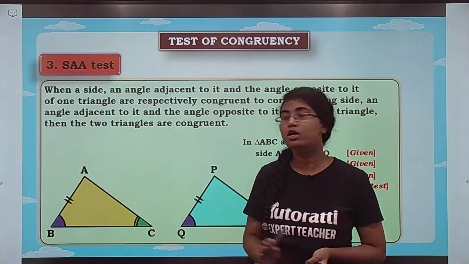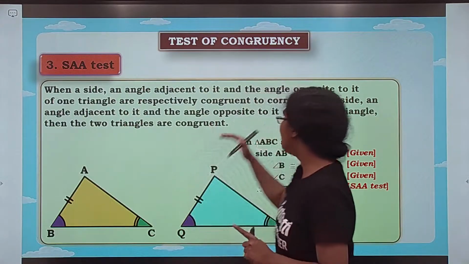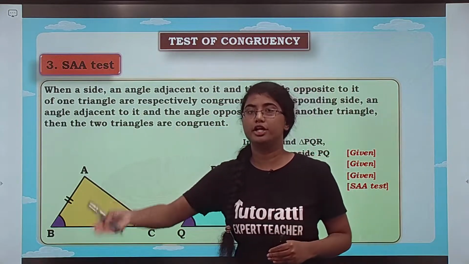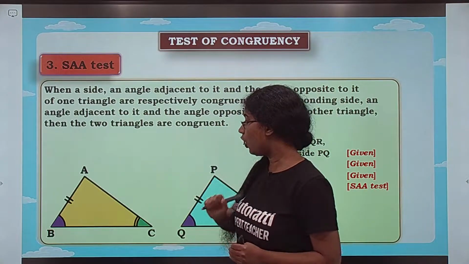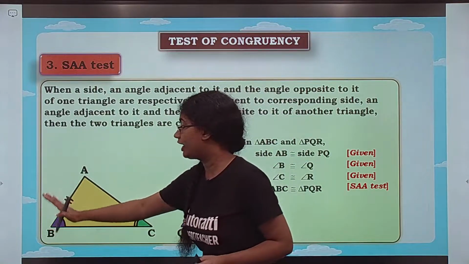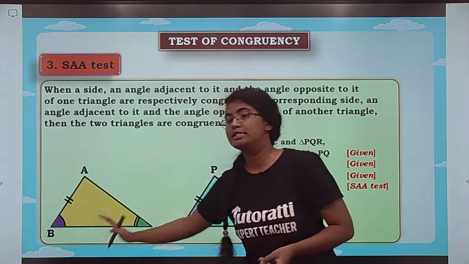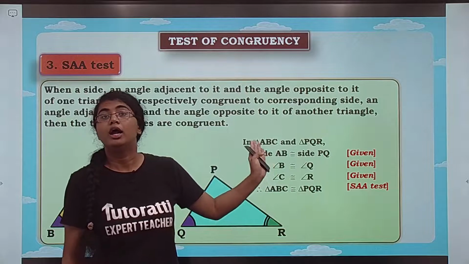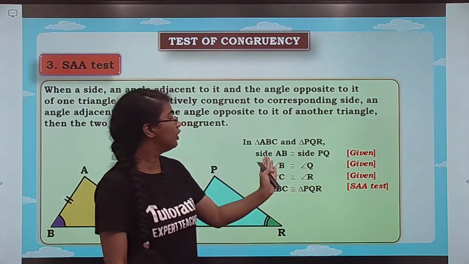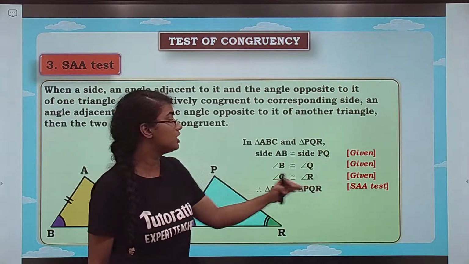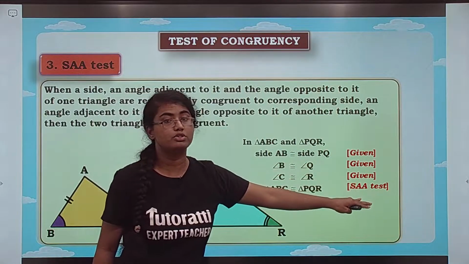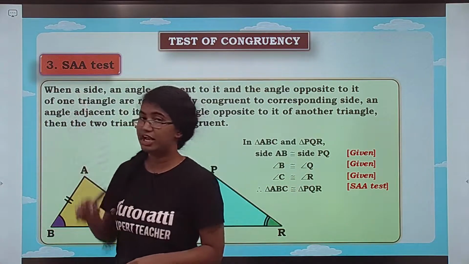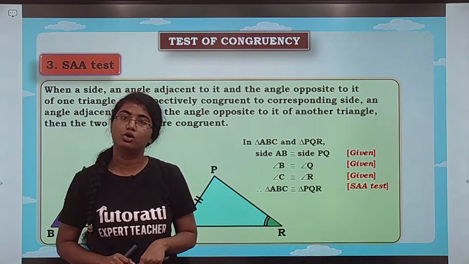Is it clear? What do we need in the SAA test? So remember these words, adjacent and opposite. These two words are going to be important in the next two tests as well. Alright, so we have a side, an angle adjacent to it and an angle opposite to it. Similarly in the next triangle. That is figuratively. Mathematically, triangle ABC and PQR. One side is congruent to the other, which is given to us. The angle adjacent to it is also congruent, which is given to us. And the angle opposite is congruent.